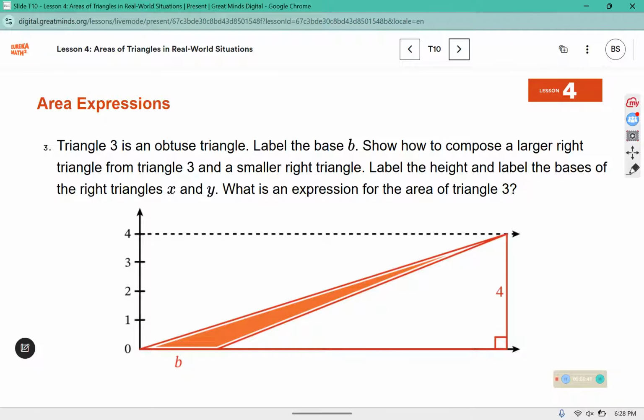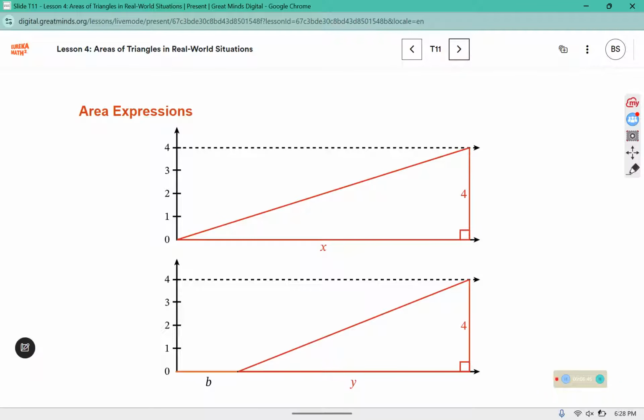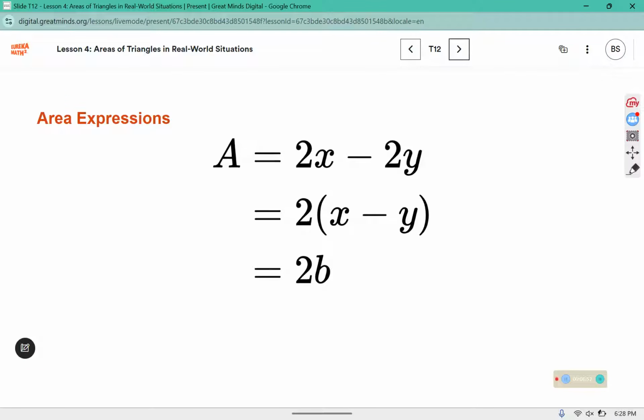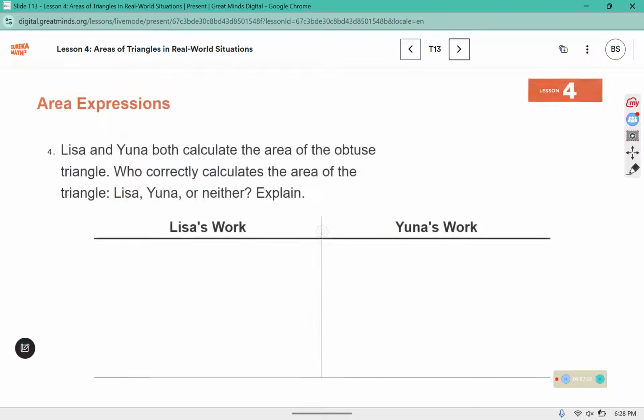Here you can see that large triangle sketched in. The big triangle with the base of x, the smaller triangle with the base of y, the expression we wrote, the factored version of that expression, and then again x minus y is b, so that expression for the area.